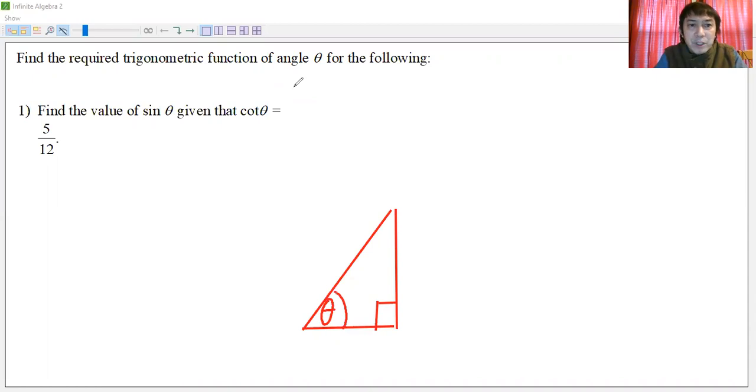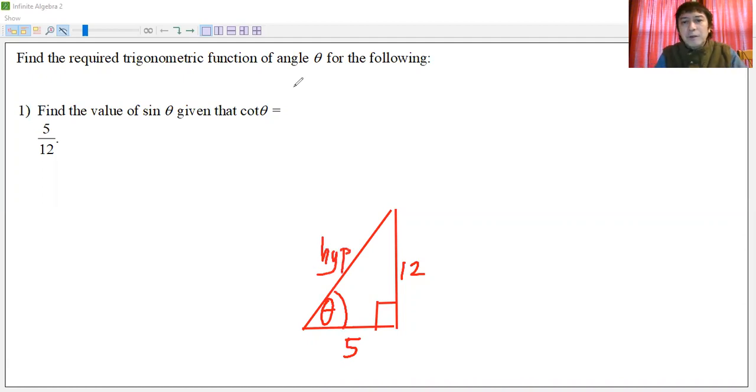Okay, what we have is cotangent of theta, and this is the ratio of adjacent side to the opposite side. So if we consider theta here, the adjacent side is 5, and the opposite side must be 12. That gives us cotangent theta, 5/12. And so we need to compute for the sine of theta, and this will involve the hypotenuse. So we will have to compute for the hypotenuse here.